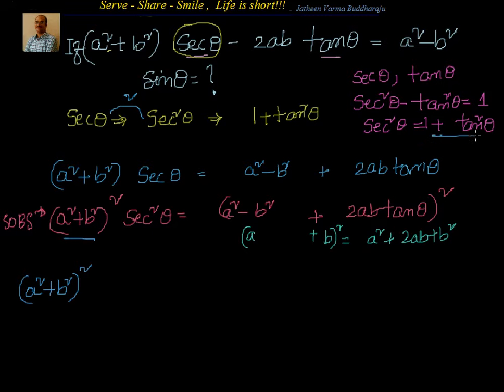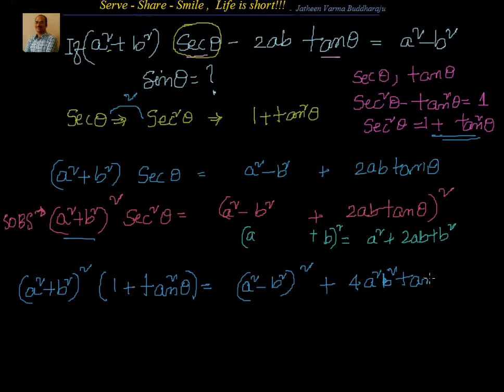Now this secant square theta, I can write as 1 plus tan square theta if you allow me. Why I want to do that? Because by doing that I can have a quadratic equation in tan. That will make it 1 plus tan square theta. Now you have the (a plus b) whole square formula. So my a is a square minus b square, so a square will be (a square minus b square) whole square, plus b square, where b is 2ab tan theta, will be 4a square b square tan square theta.